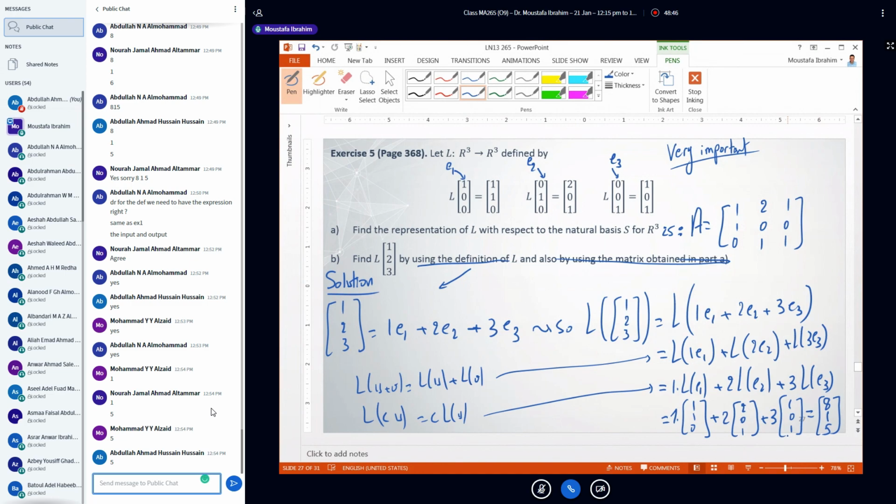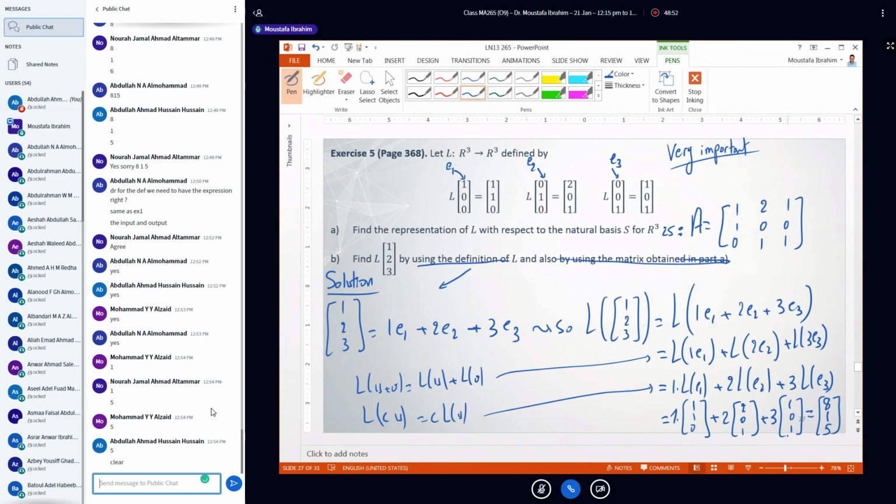Understood, guys? So using definition means we use the definition of linear transformation, we split it, and we put the constant outside, respecting the sign. If it's plus, we keep it plus. If it's minus, we keep it minus. Please take a screenshot and let's continue.